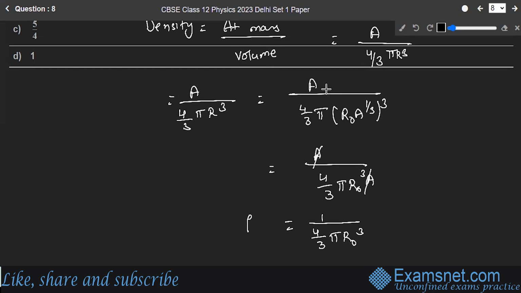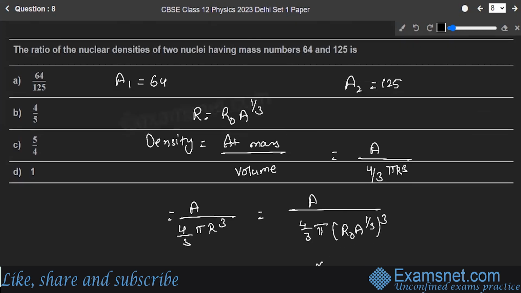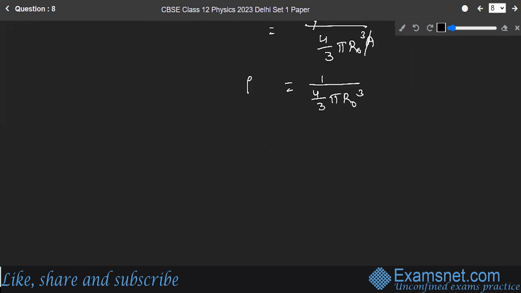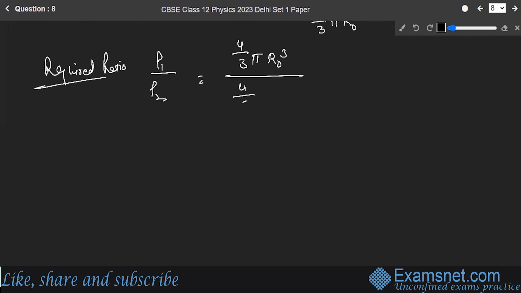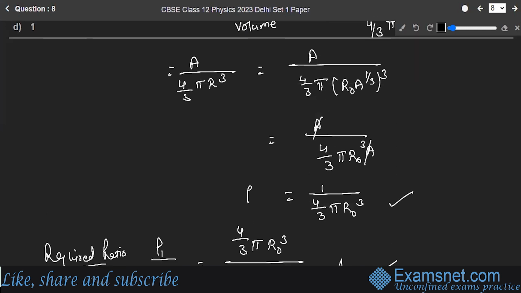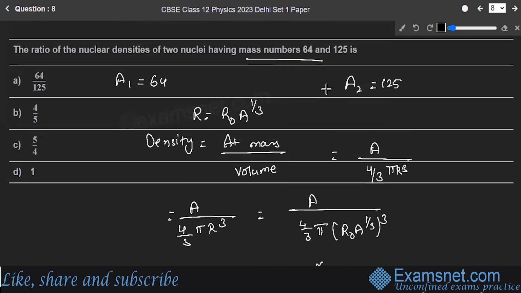So now let's check with the options. What we had to find out is the ratio of the nuclear densities. So the required ratio is rho 1 upon rho 2. This is 4 by 3 pi r naught cube upon 4 by 3 pi r naught cube. So this is equal to 1, because this is independent of the mass number. So this ratio is 1. We have D option as the correct answer. Hope you got that.